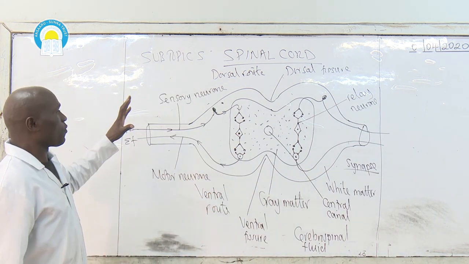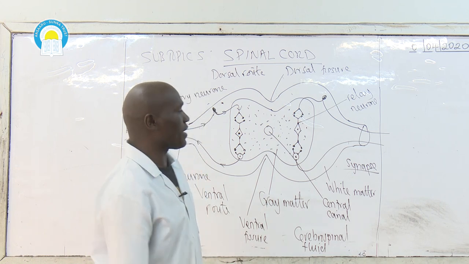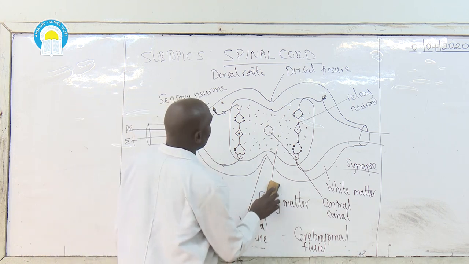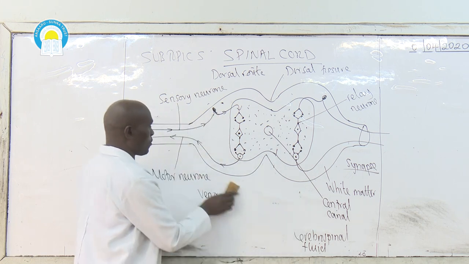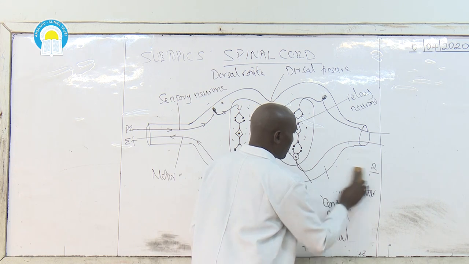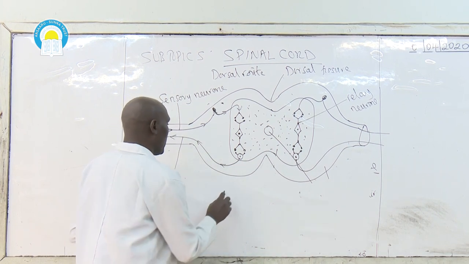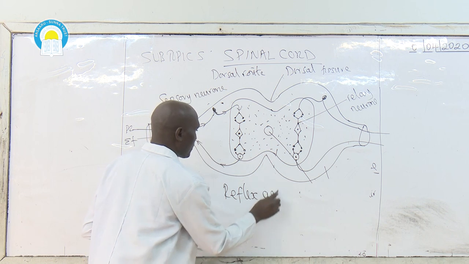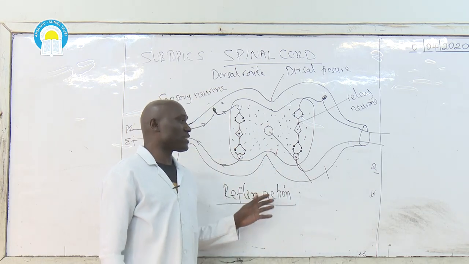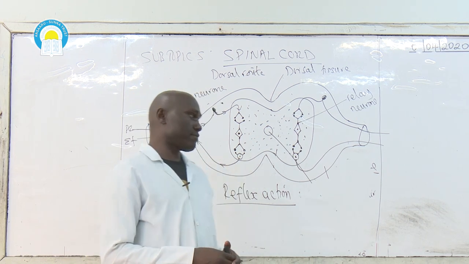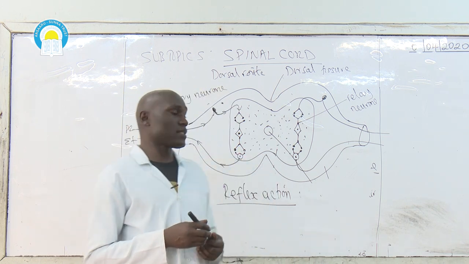Now that we've seen the diagram of the spinal cord, I want to explain how nerve impulse moves along spinal cord. I'll start off by explaining what reflex action is. Reflex action simply means a rapid automatic response due to a particular stimulus. So reflex action, rapid automatic response due to a particular stimulus.